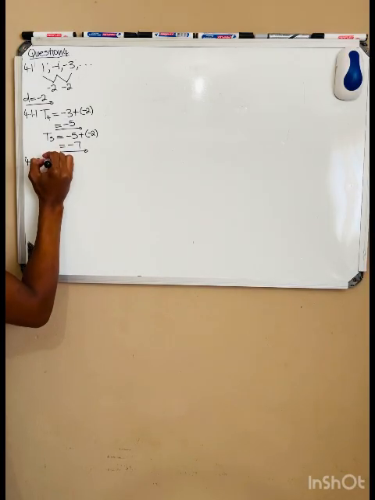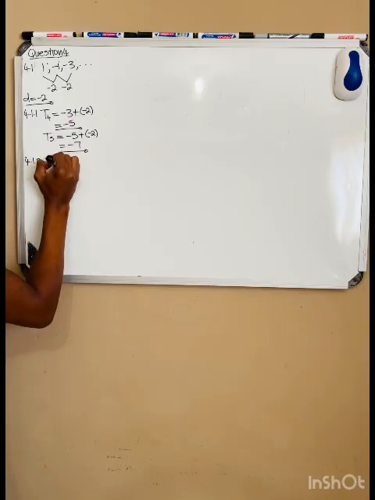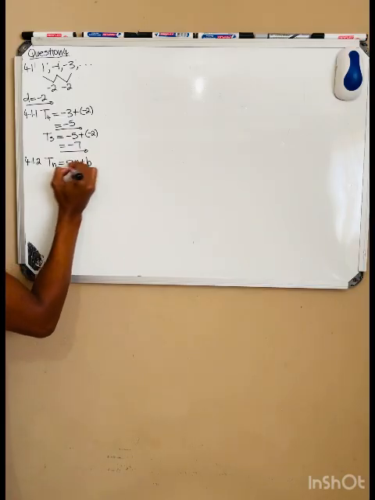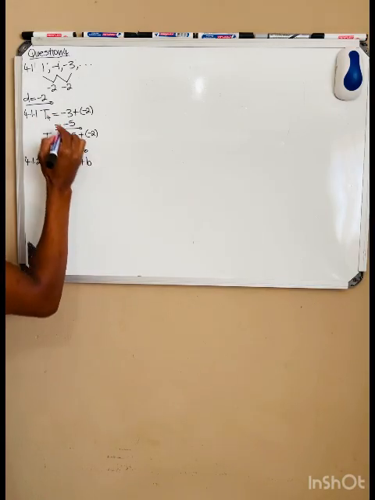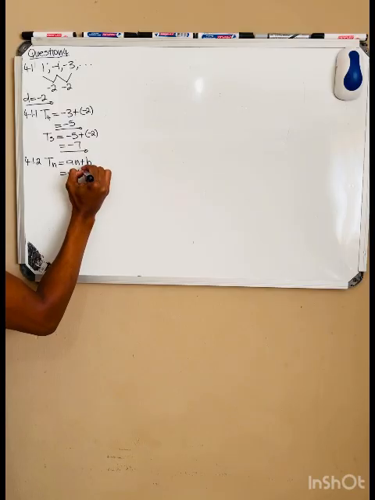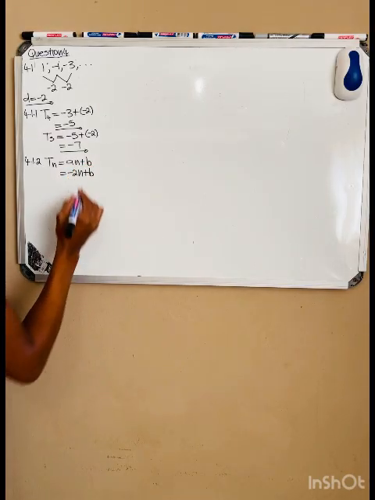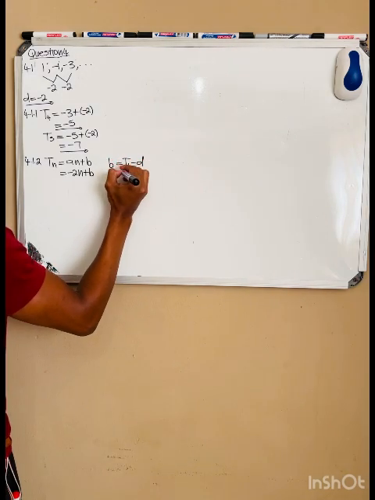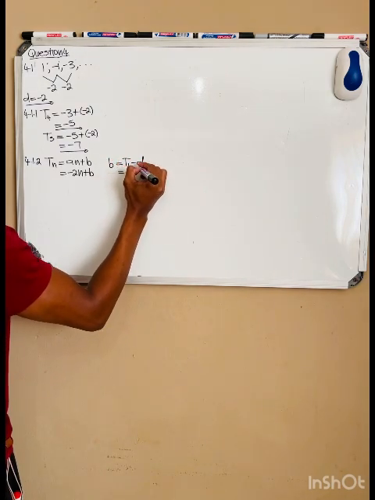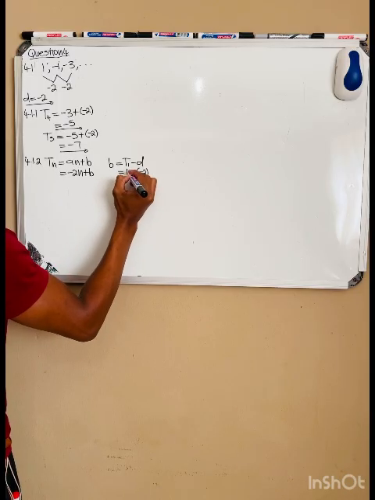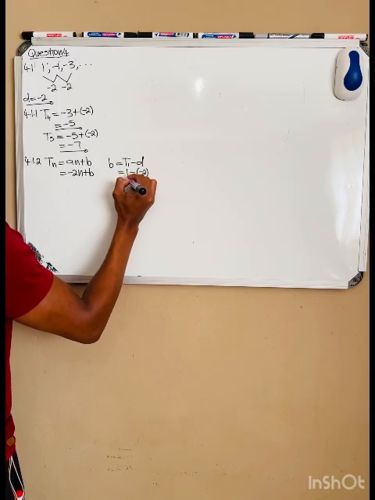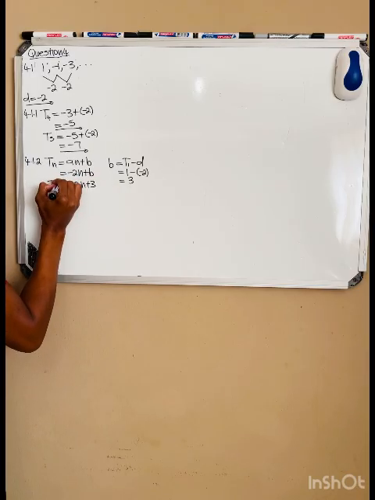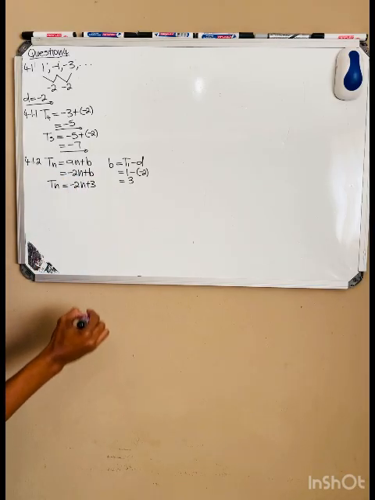So let's find the general formula. Our Tn is in the form of An plus B, where A is the difference, which is minus 2n, then plus B. To find B, the value of B equals term number 1 minus D. Term number 1 is 1, then minus the difference, minus minus 2, which is 1 plus 2, that's 3. So we're going to have minus 2n plus 3. This is our formula. Alright.